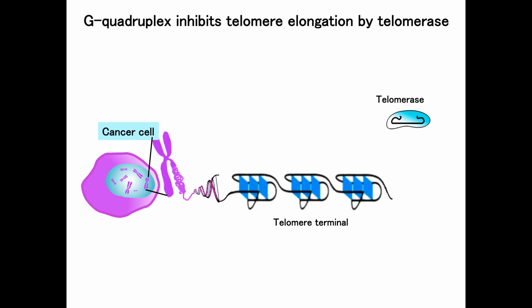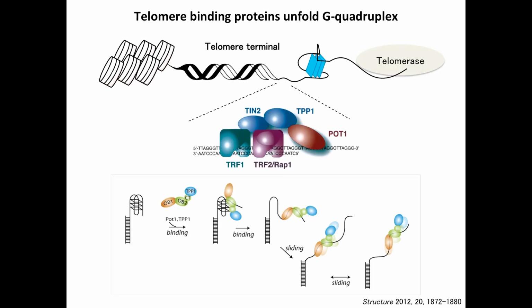Telomerase usually binds to the single-strand DNA and can elongate the telomere. But if the telomere region forms a G-quadruplex, it inhibits the binding of telomerase. In the cells, POT1 binds to the G-quadruplex and unfolds it, and then produces single-strand DNA. It means that POT1 accelerates the telomere elongation by unfolding the G-quadruplex.